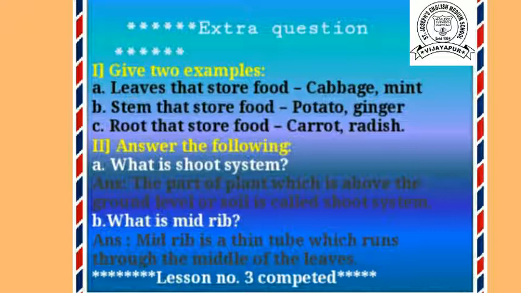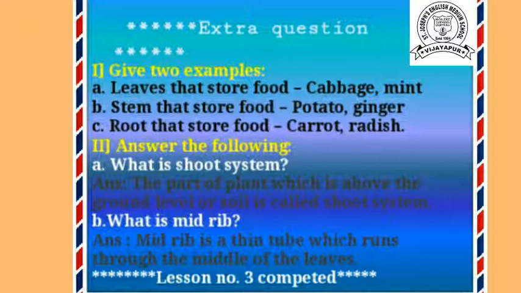Now the second one is the stem that stores food. Which ones store food, children? Potato, ginger, then onion, sugarcane. You can write any two examples. Now the third one is the root that stores food. Answer: carrot, radish, beetroot. These are the examples of root that stores food.